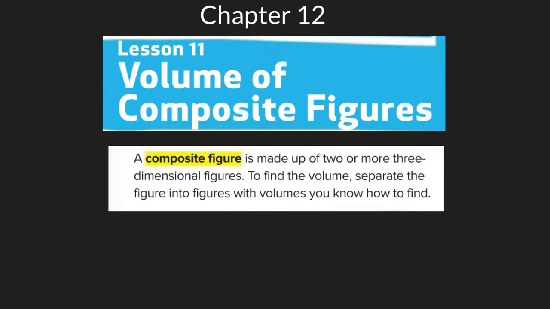A composite figure is made up of two or more three-dimensional figures. To find the volume, we need to separate the figure into figures with volumes you know how to find. That's kind of like when we were doing area of composite figures. We would break it up into squares and rectangles.